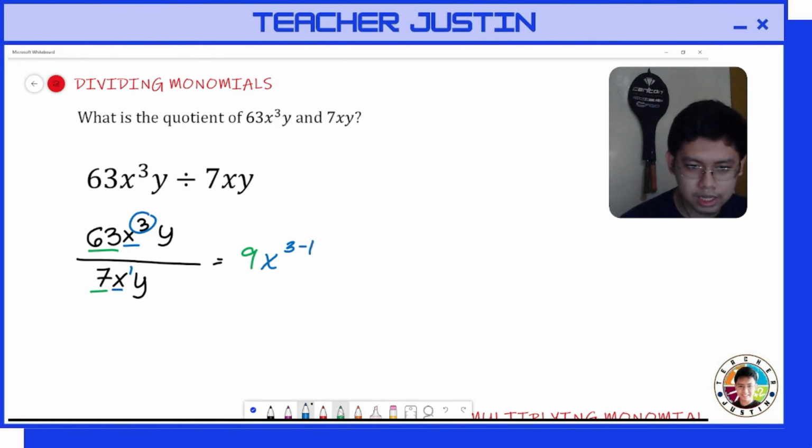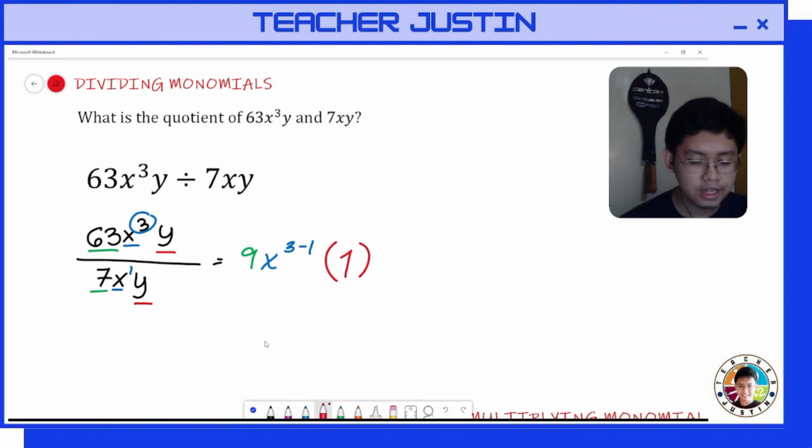And then last one, let's proceed to the variable y. So we have here y divided by y. A number divided by itself is going to be equal to 1. It's like dividing 6 by 6, which will be equal to 1, or 7 divided by 7, it is equal to 1. Y divided by y is equal to 1.